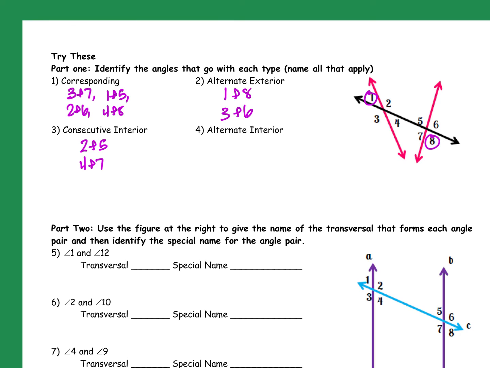Okay, and then alternate interior. So they're both on the inside, but they're on opposite sides. Would it be 3 and 7? They're on the inside of the red lines, opposite sides of the transversal. So you have the red lines, right? We're talking about inside the red lines. So 2 is on the inside, that's beautiful. What did you say the other line was? 2 and what?